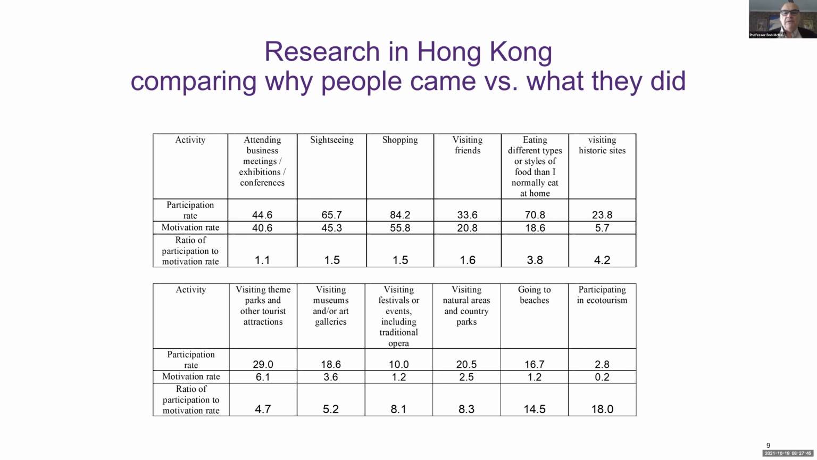So 70% of people ate different types of food than they normally eat at home. You could call them culinary tourists, but only 20% said that they actually came to the destination to eat different food. So there's a 4 times gap. When we look at ecotourism, the gap is 18 times. And in fact, there is no standard gap. There is no common gap. It can be as simple as almost 1-to-1, or it can be as high as 20-to-1. You participate in 20 times more things than what actually drove you to come to the destination.